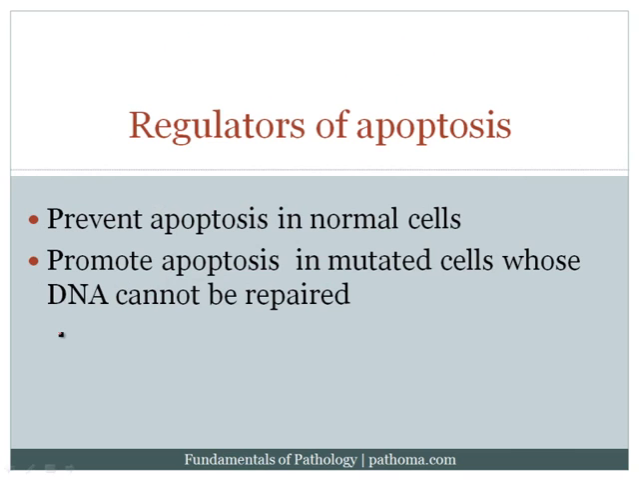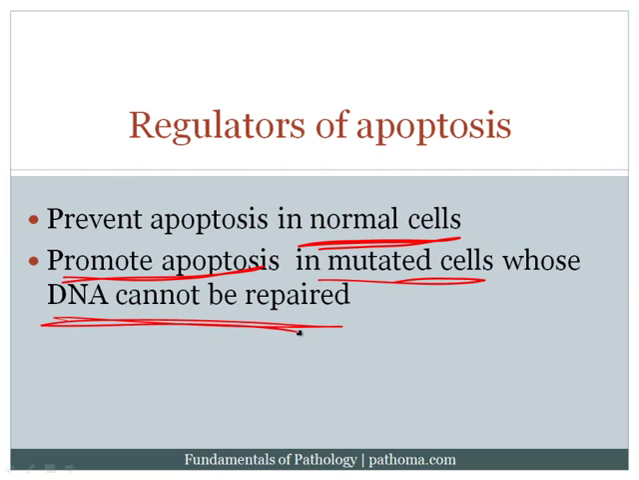Now, remember that apoptosis needs to be regulated. And why does it need to be regulated? Because you want apoptosis to not occur in a normal cell. You don't want a normal cell to die, so you want to prevent apoptosis in a normal cell, but you want to promote apoptosis in mutated cells because you don't want cells whose DNA cannot be repaired. If there's DNA and it cannot be repaired, you want apoptosis to occur in that mutated cell. And so apoptosis is highly regulated.